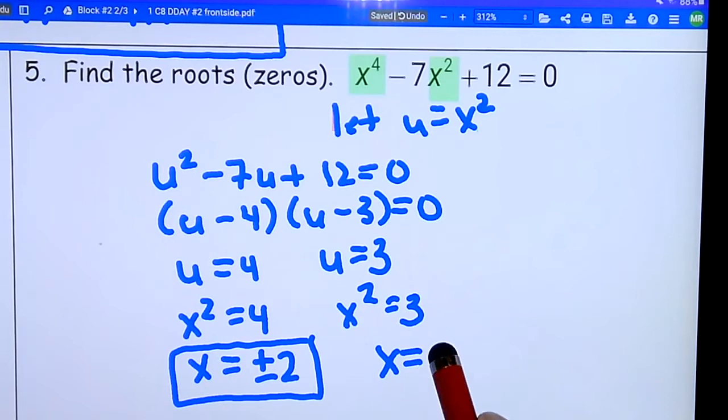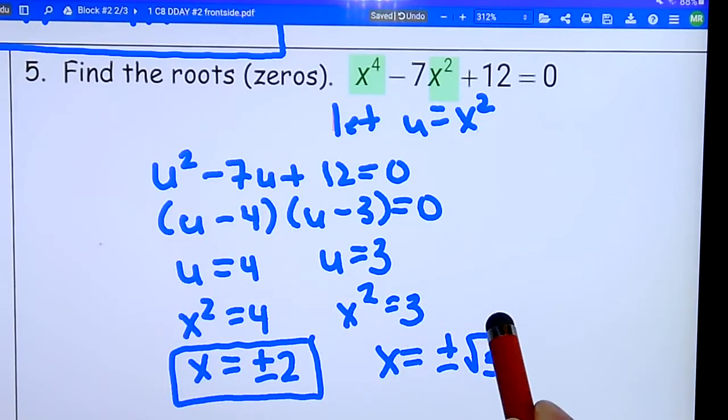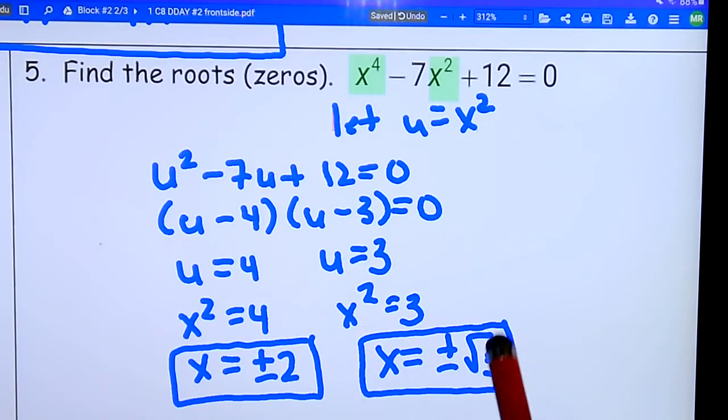And x is equal to, and then this is where you see conjugates coming in. I take the square root of this. I get a positive and a negative √3. And those are your answers. So we have 4 answers total. So plus or minus 2, plus or minus √3.